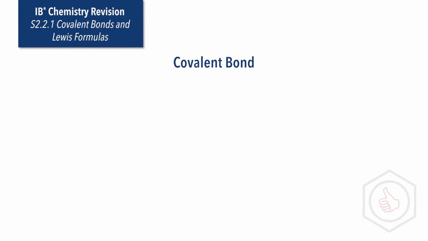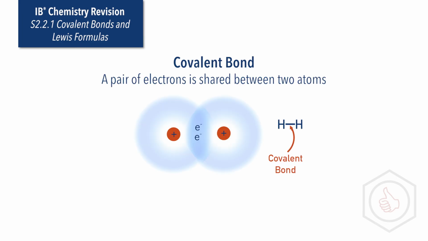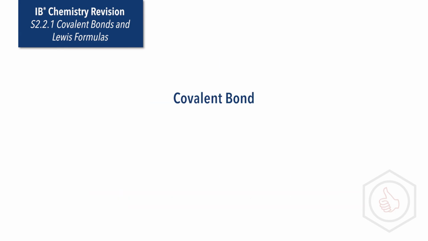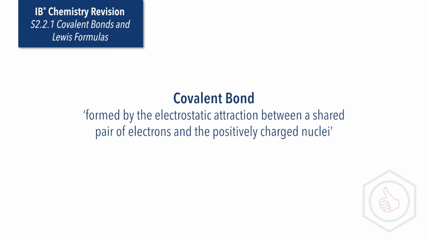In a covalent bond, a pair of electrons is shared between two atoms. The positively charged nuclei of both atoms get attracted to the shared pair of negatively charged electrons, and this pulls them in closer together. So actually, a covalent bond results from the electrostatic attraction between the shared electrons and the positively charged nuclei of both atoms. The stronger the force of attraction, the stronger the covalent bond.